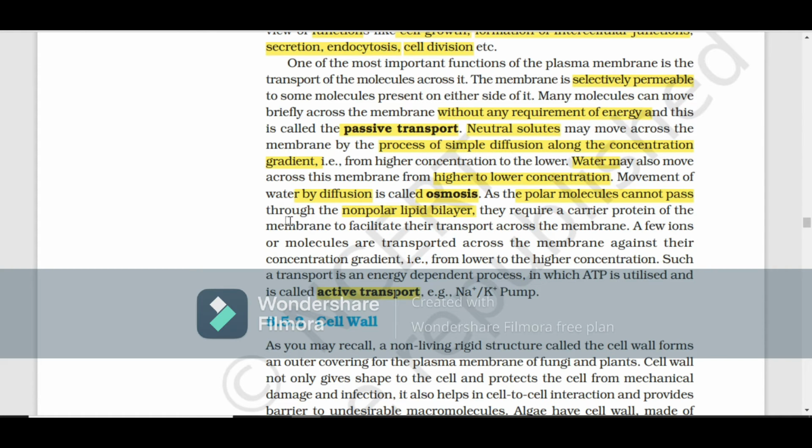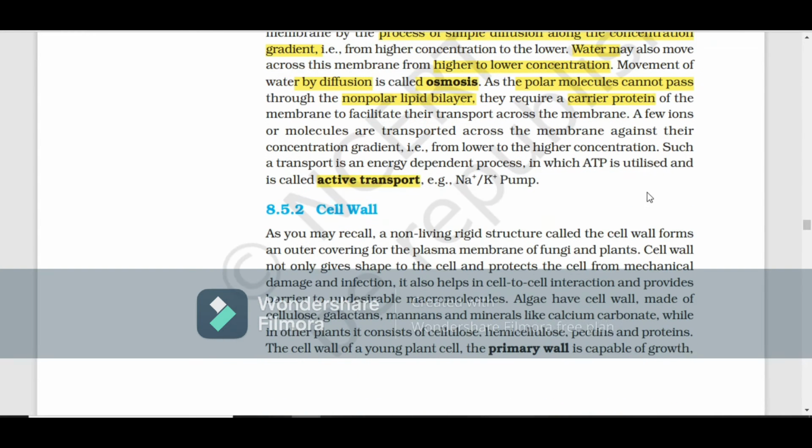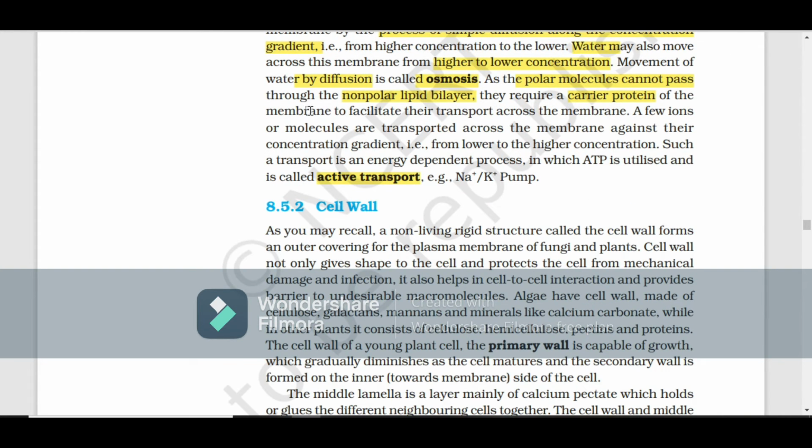So what happens is we use certain carrier proteins of the membrane to facilitate their transport across the membrane. When you're transporting certain molecules against the concentration gradient, that is called an active process. It's an energy dependent process. What is the energy? ATP. ATP is being used. Now, Na plus K plus pump is an example of that.